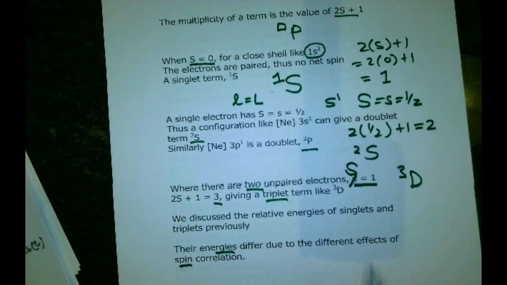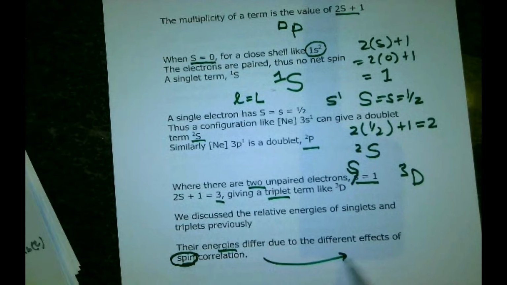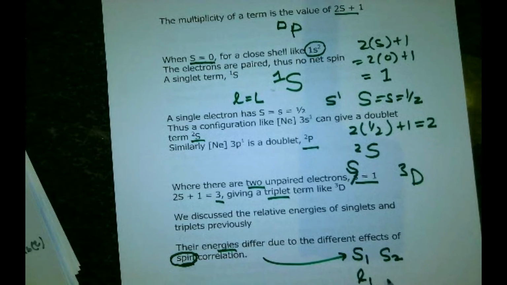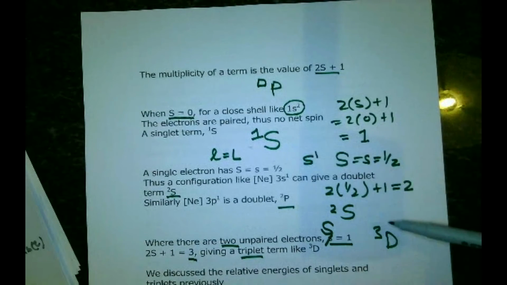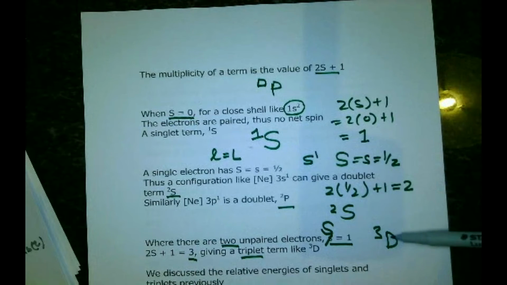Sorry, ladies and gentlemen, this is important. We talk about spin correlation. We're talking about spins here, how S1 and S2 interact. We're not talking about L1 and L2. So the singlet and the triplet terms differ in energies because of the way the spins interact. And here we're talking about a many electron system. Remember, to have singlets and triplets we need more than one electron.